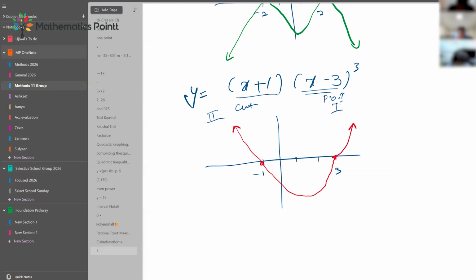Would the point of inflection be at 3? Yes, because that has the power of 3. Is everyone clear with this? This is graphing at its fundamental and simplest level of consumption.